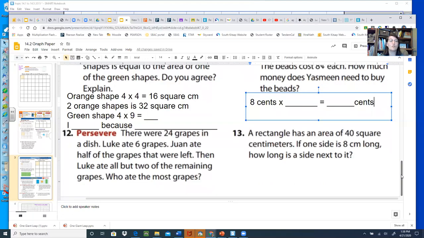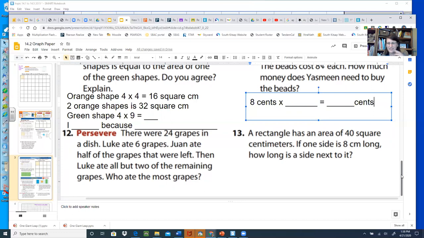Okay, number 12, persevere. There were 24 grapes in a dish. Luke ate 6 grapes. Juan ate half the grapes that were left. Then Luke ate all but 2 of the remaining grapes. Who ate the most grapes? Juan has a lot of grapes going on. Okay.